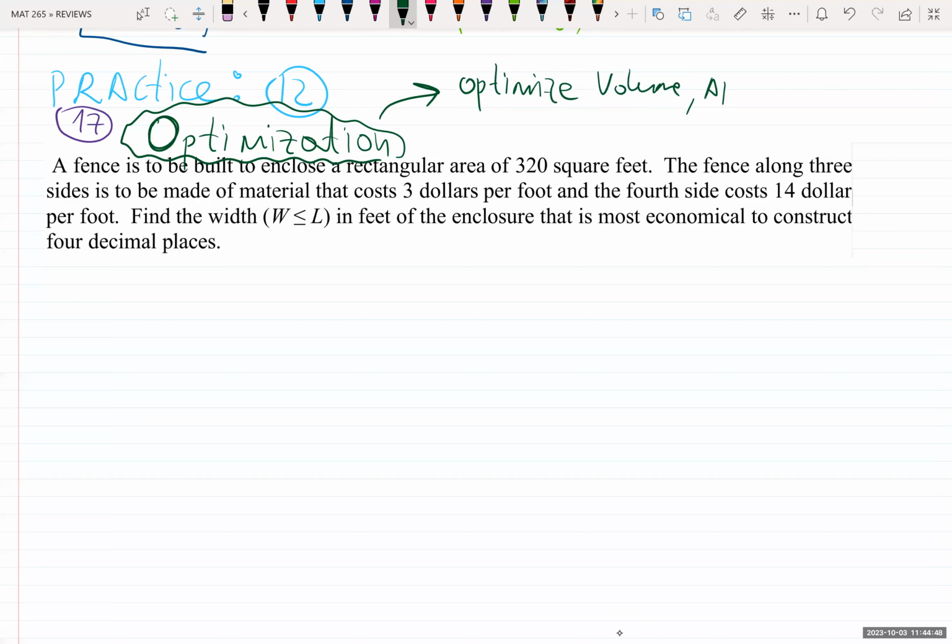If you don't know something, which in this case, you don't know how long the sides are, call them X and Y, okay? X and Y. And then at the end, you can choose which one is L and which one is W.